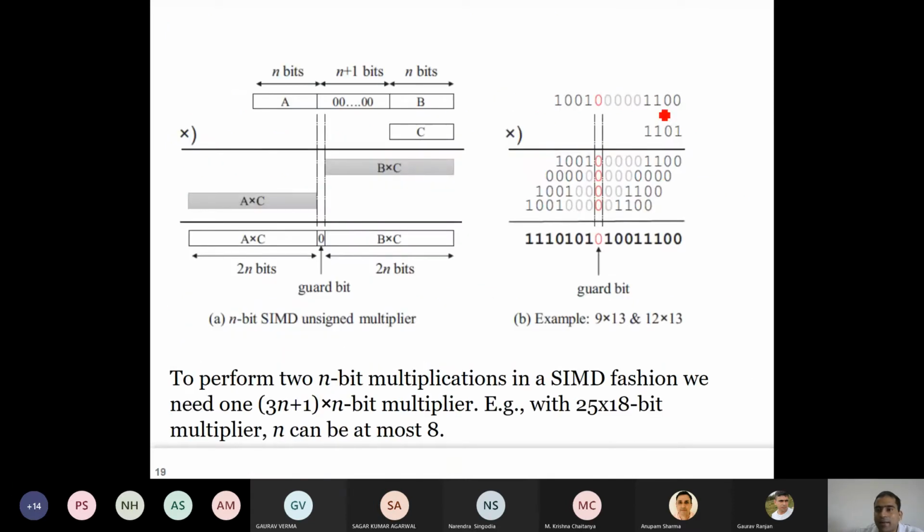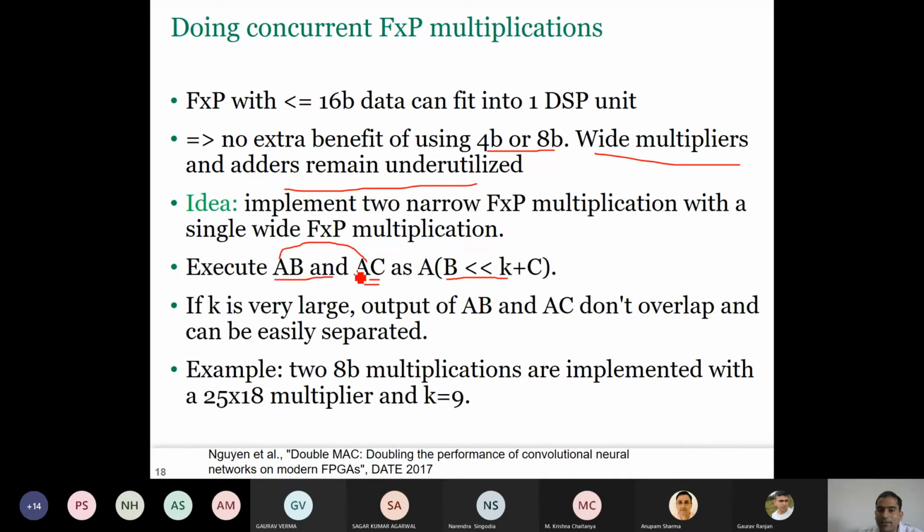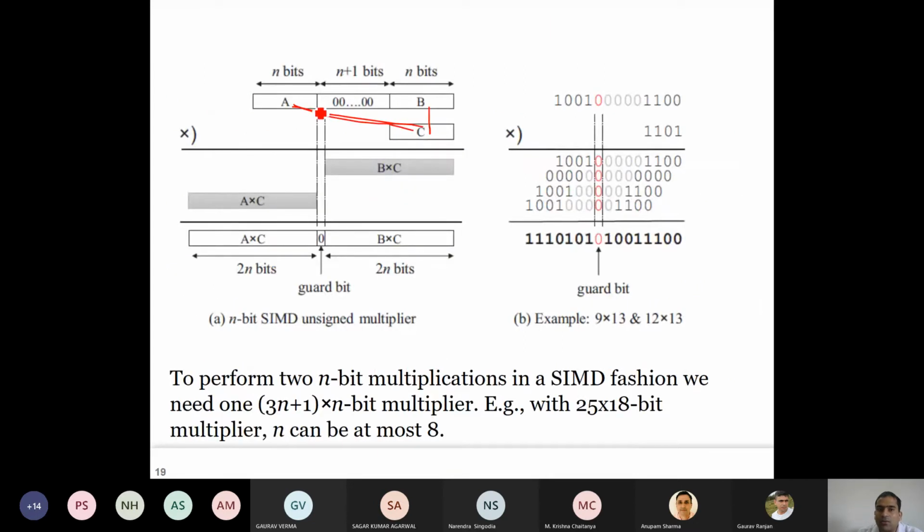So here, suppose we have to multiply A into C and B into C. So here C is common. In the earlier one, A was common, but here C is common. So suppose A is getting multiplied with C and B is also getting multiplied by C. One option is that I first do B into C and then I do A into C. But here what I do, I create a single number, which is A left shifted by so many bits, and in between we insert so many zeros.